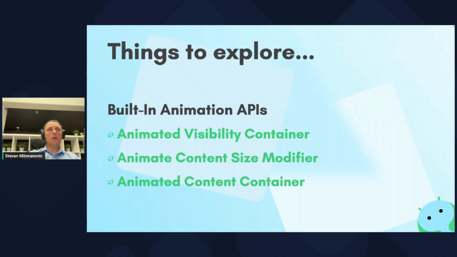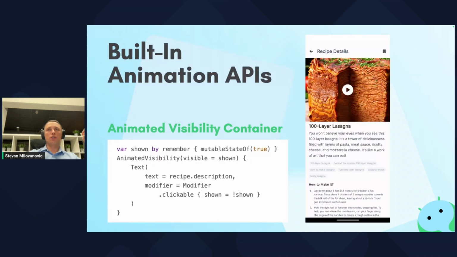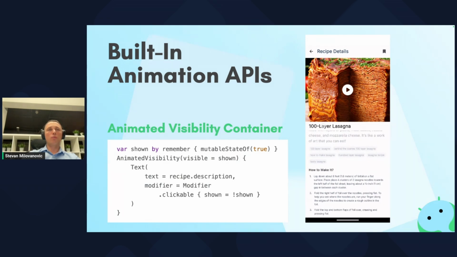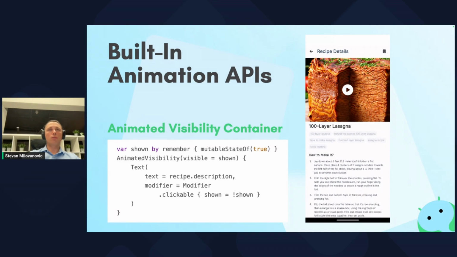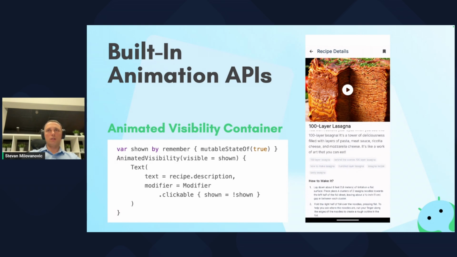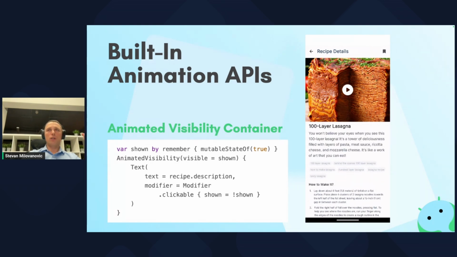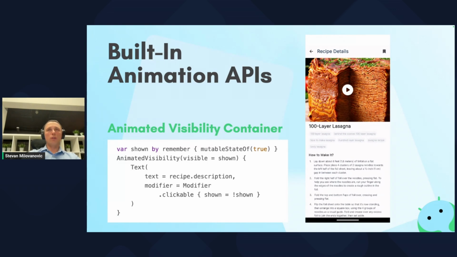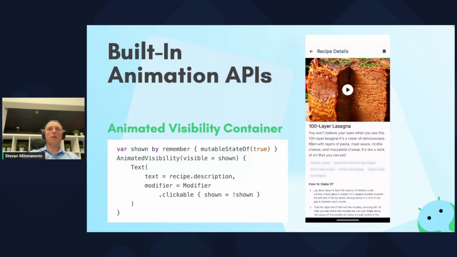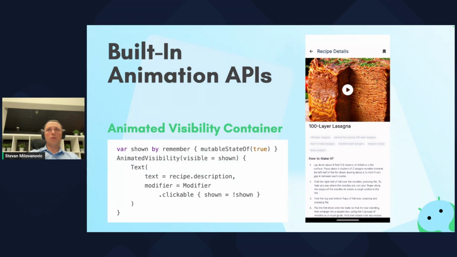So let's show how AnimatedVisibility is used. You just have to wrap your component and provide a state based on which the visibility is changed. And as you can see on the right side, it seems really natural. So we avoided all the hard work with this built-in API, which is great because this is probably the most commonly used animation in any app.